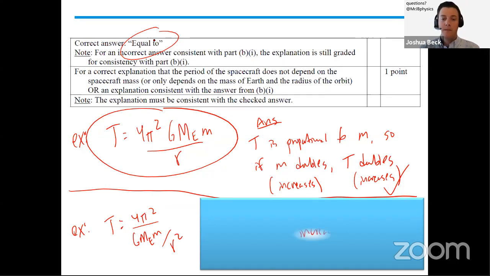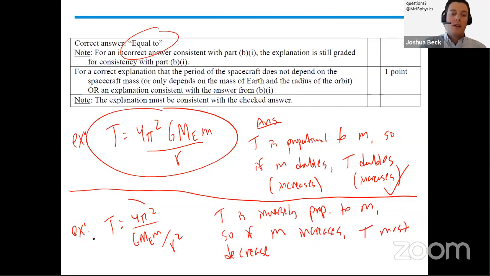That's the equation that you came up with. Now use it. Here's a scenario again, an incorrect equation, but they've already lost the point for deriving that equation incorrectly. As long as you analyze the relationship properly, you can still get that credit. And in this particular case, it was inversely proportional to m, so T would have to decrease as m increased.